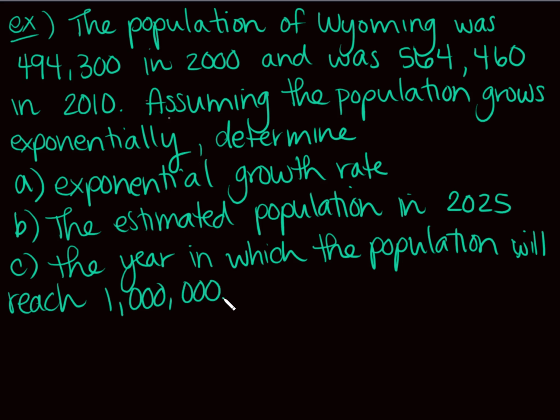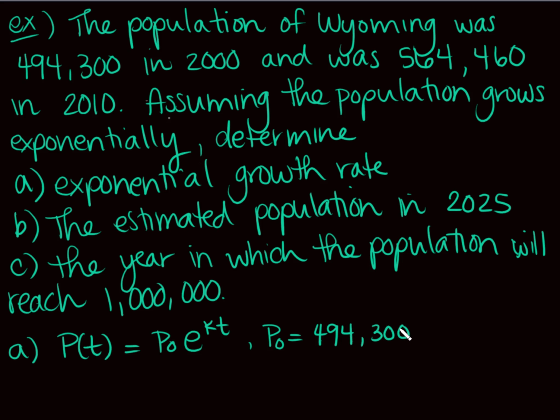Okay, so here's what we know. Let's look at part A, when you are not given the growth rate right away. This is my population growth function. I know that P naught, or P sub 0, is going to be the first year that I'm given information, 494,300. That's going to be my initial population. I'm not saying that's the initial population of Wyoming, I'm saying that is the initial population of when I'm going to set time 0.